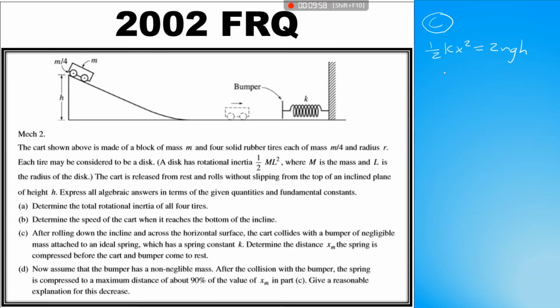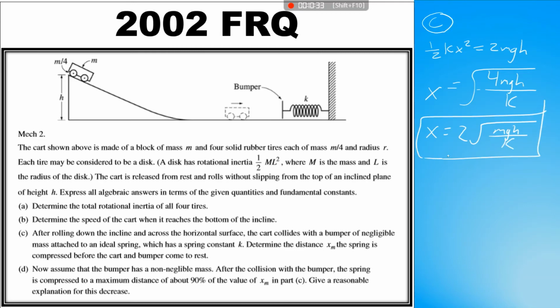So that's 4mgh. 4mgh divided by k, square root. 4mgh over k underneath the root is our displacement, which we can simplify a little bit. Oh, a 2 comes out. Okay, 2 times the root of mgh over k. That looks good.